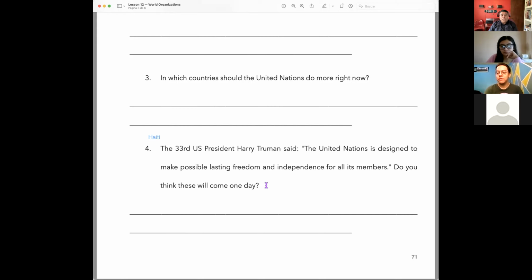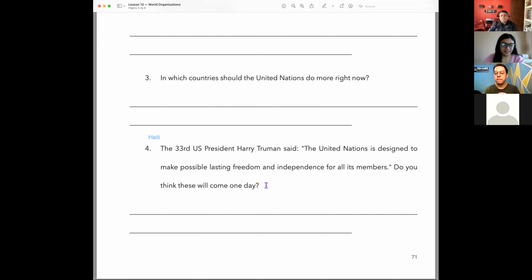And we just saw it with the COVID vaccine. The rich countries had access to the vaccine, and the poor countries are really having a hard time getting the vaccine because they cannot afford it. They don't have enough money to pay for it. So that's when the United Nations should take place, right? Should put an order and say, we need to help everybody. We are in this together and let's help each other. So anyway, going back to the question, Sol, do you think this will happen? Yes.